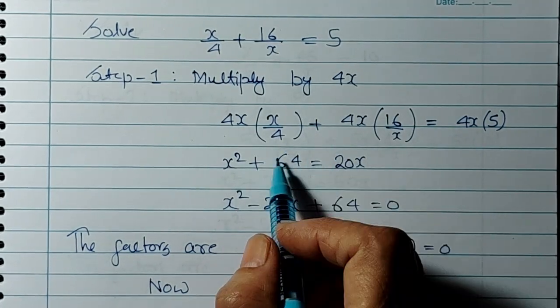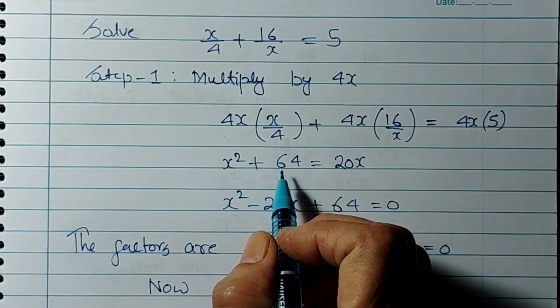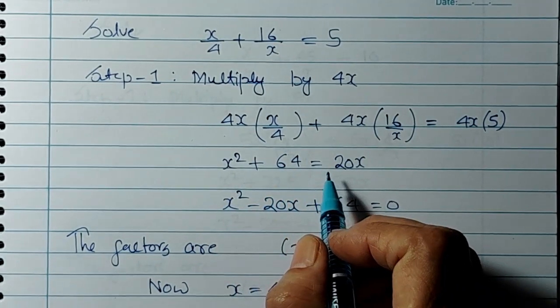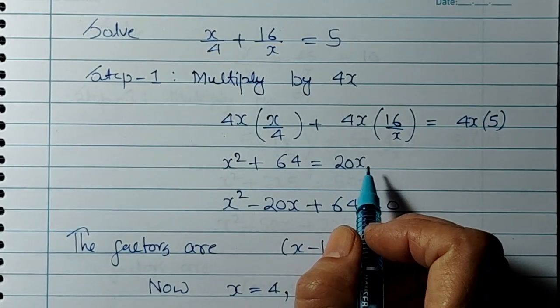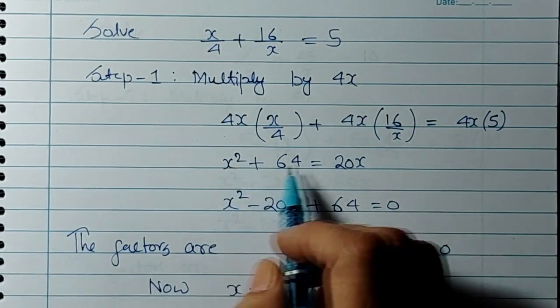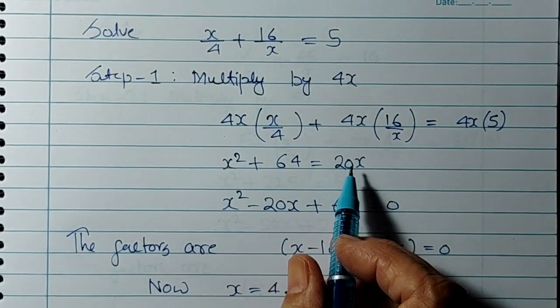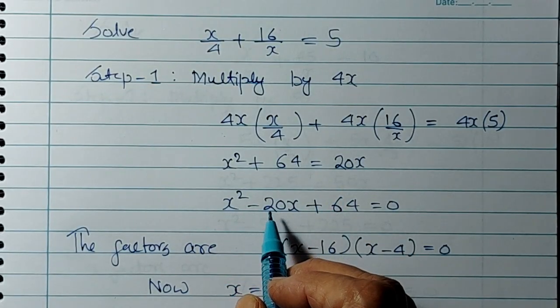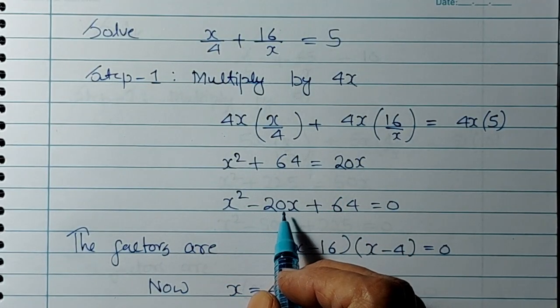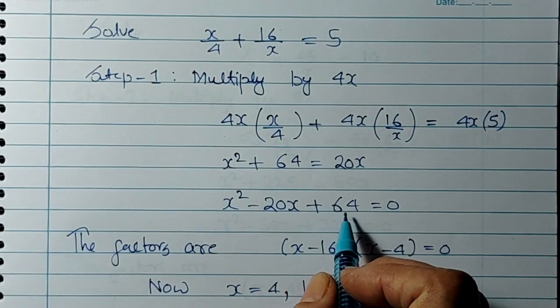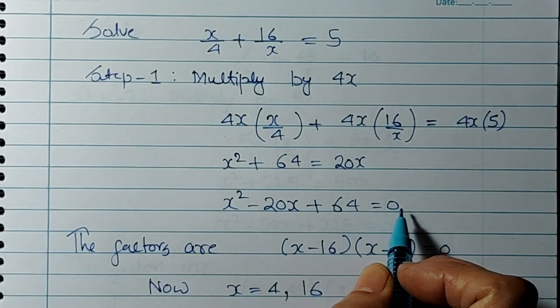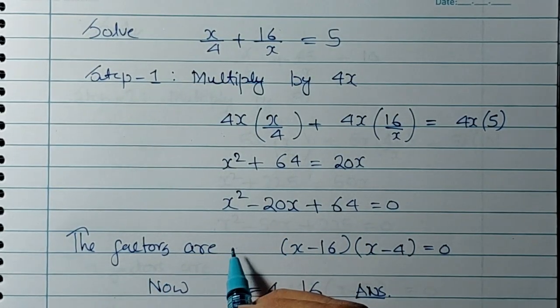Now finally we get x² + 64 = 20x after multiplying with 4x. Now x², the 20x will be arranged with a minus sign. It is x² - 20x + 64 = 0. Now we'll make the factors of this.